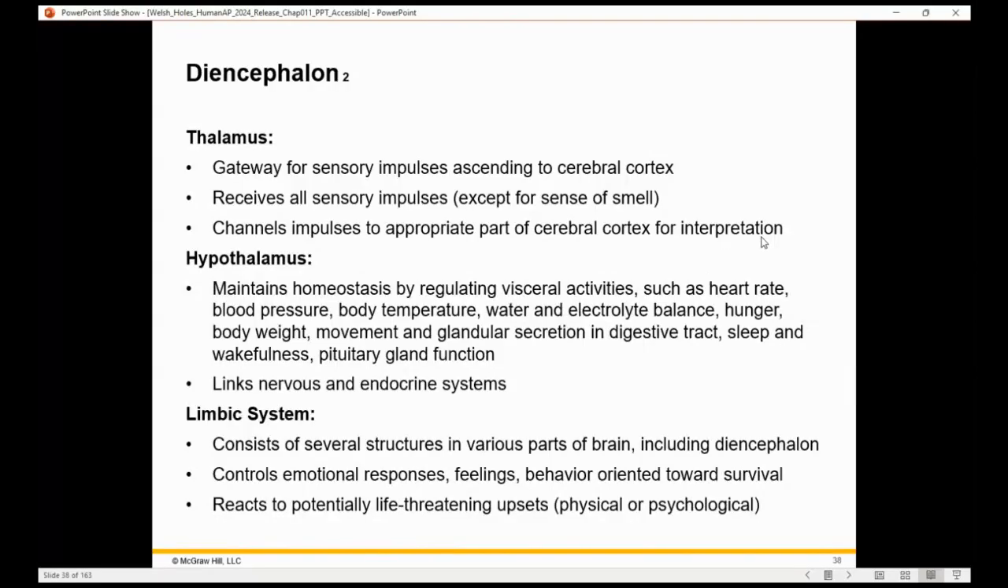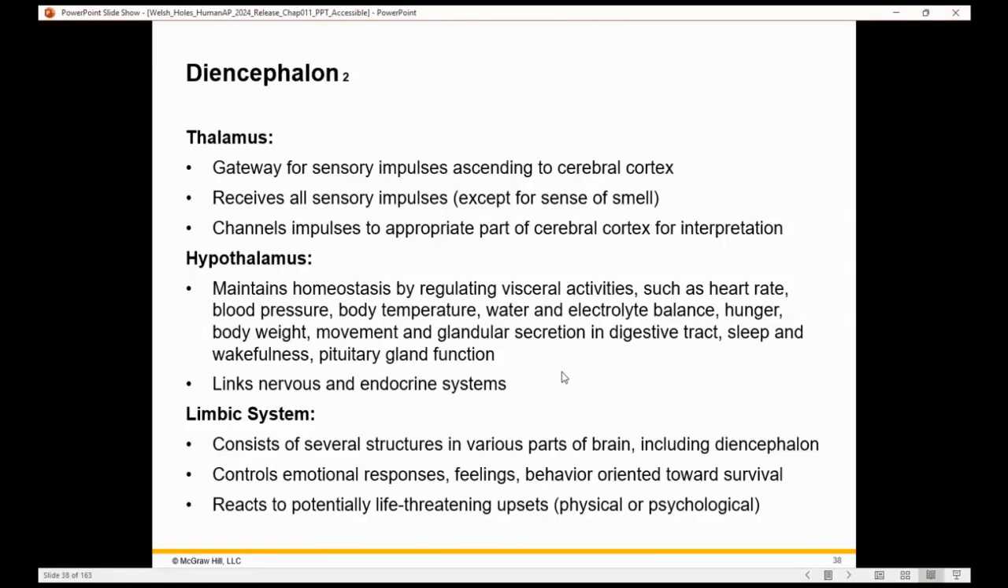The thalamus is a gateway for sensory impulses ascending to the cerebral cortex, and it receives all the sensory impulses except for the sense of smell. This channels the impulses to the appropriate parts of the cerebral cortex for interpretation.